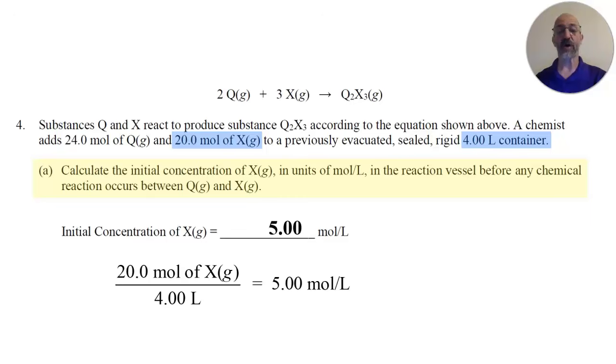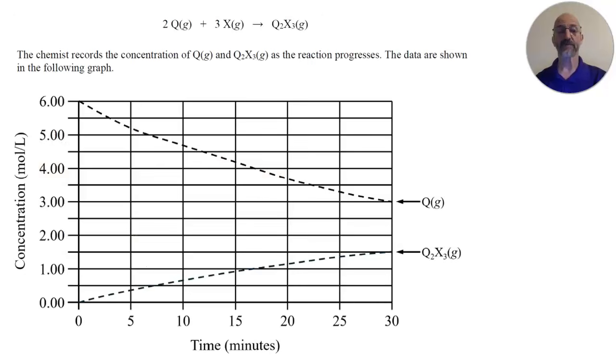So that's the answer to part A. Now we have a graph to examine in part B. It says the chemist records the concentration of Q and Q2X3 as the reaction progresses. The data are shown in the following graph.